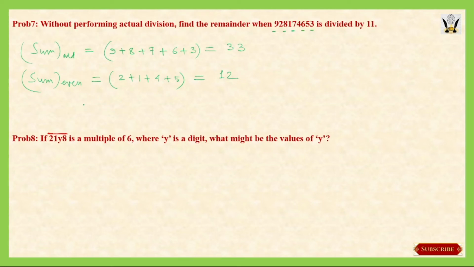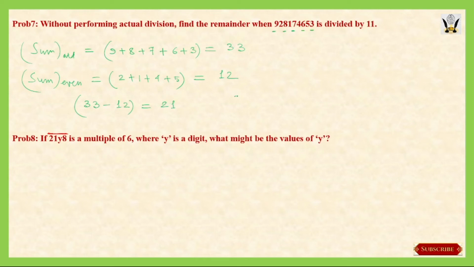Now what we'll do, as I said, is take the difference of those summations. The difference means we will subtract the smaller value from the bigger value. So here the result of subtraction will be 21.